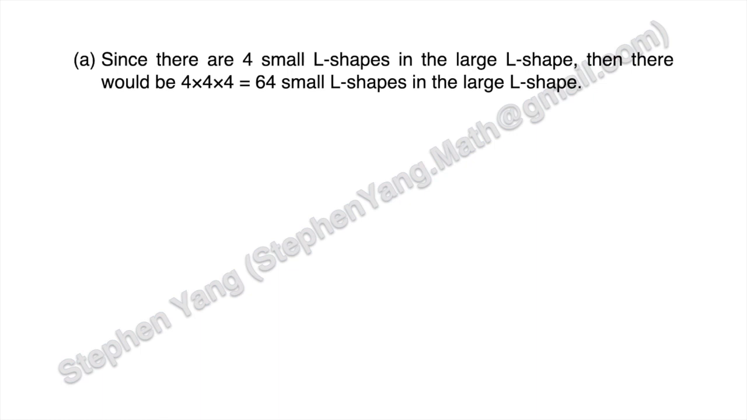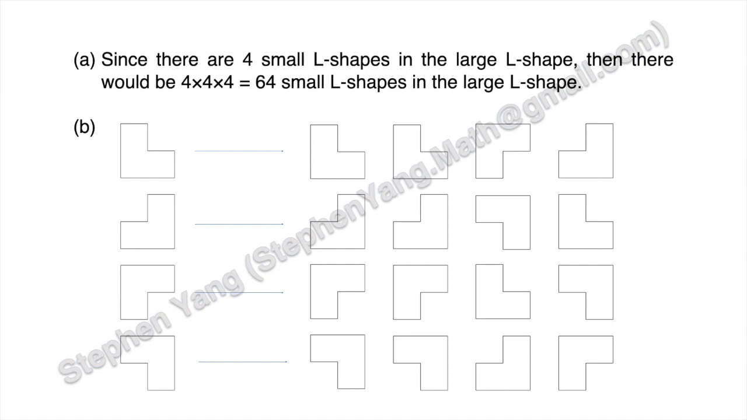So part A is quite easy. We know that each L will be subdivided into four smaller L shapes. So then there will be 4 times 4 times 4, which is 64 smaller L shapes in a large L shape. For part B, let's draw this diagram.